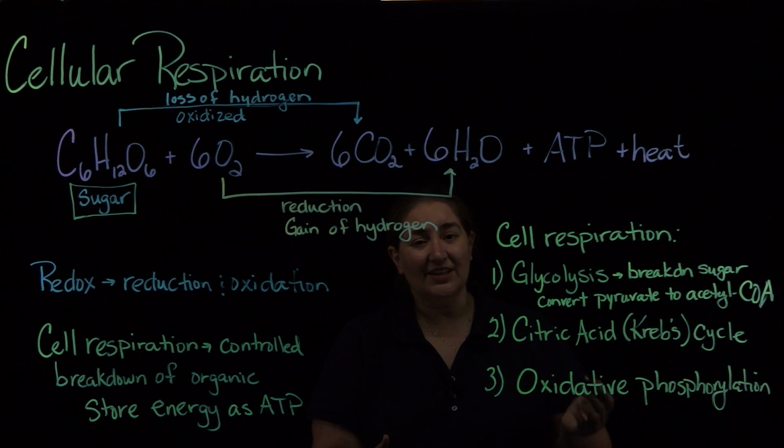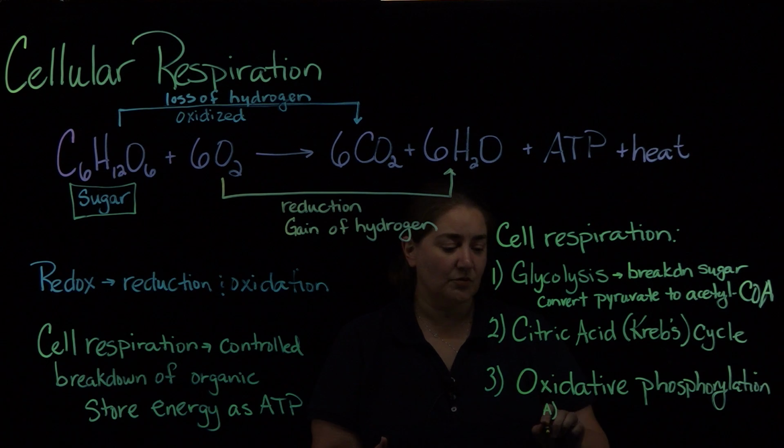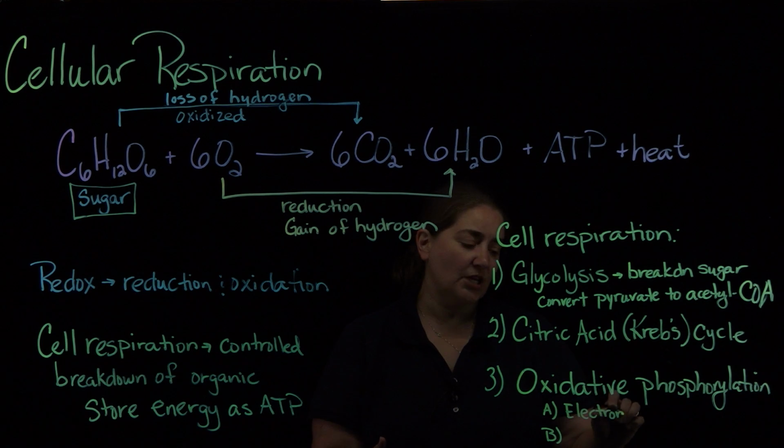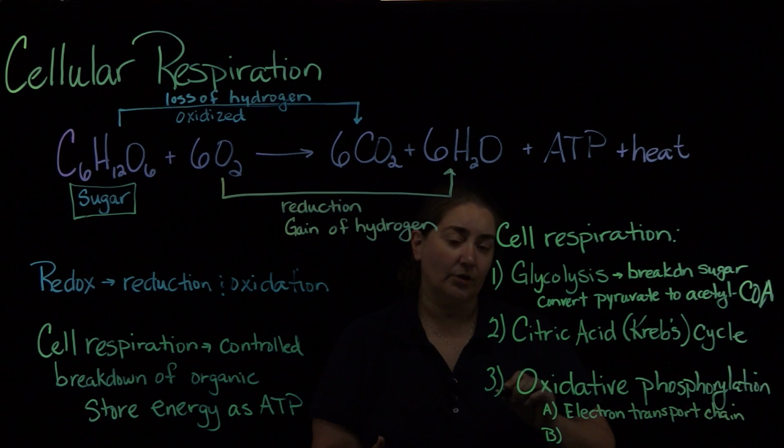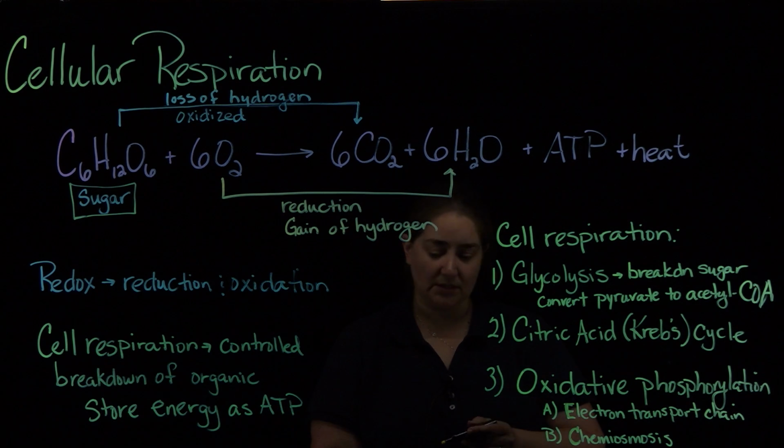Oxidative phosphorylation, again, can be broken down into steps that we're going to talk about. We're going to talk about the electron transport chain. And we're going to talk about chemiosmosis. So those two components together make up oxidative phosphorylation. And I will talk a little bit about the electron transport chain, and I'll talk about what happens with chemiosmosis.